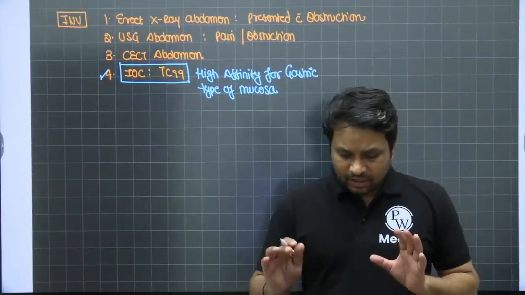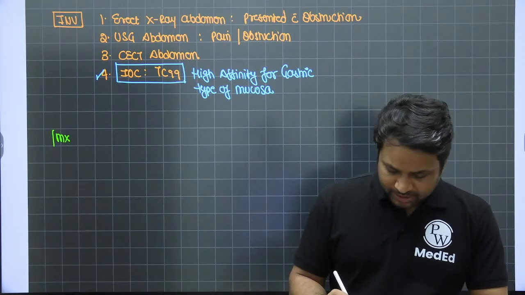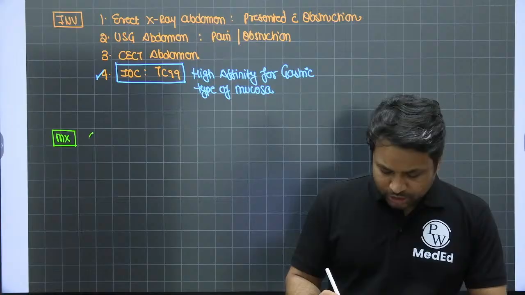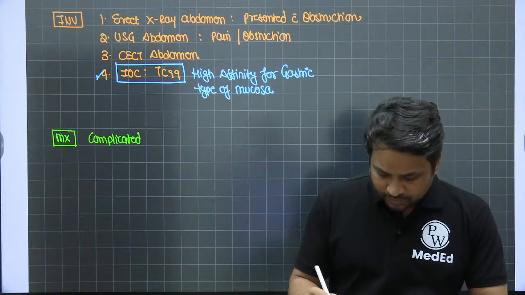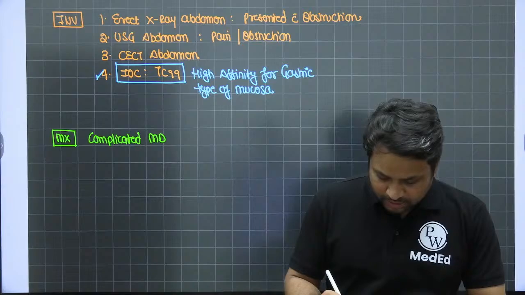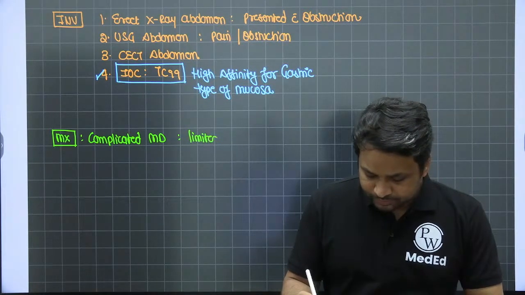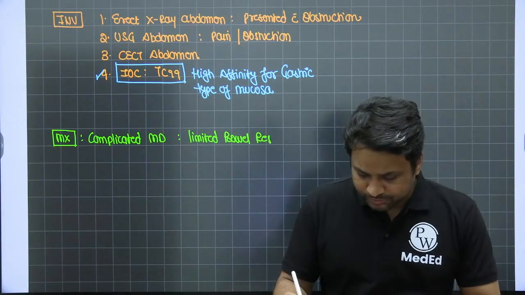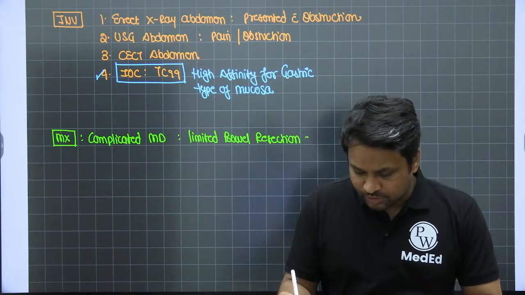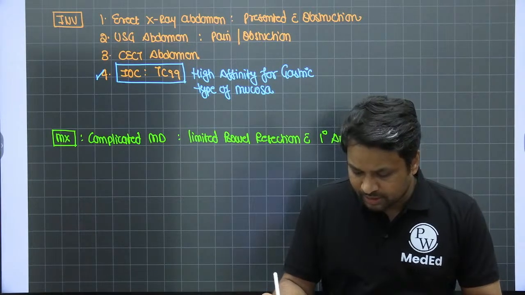Now, if you have a patient with Meckel's diverticulum which is complicated, how do you manage? Management for complicated Meckel's diverticulum is going to be limited bowel resection with primary anastomosis. So what do you mean by this limited bowel resection?